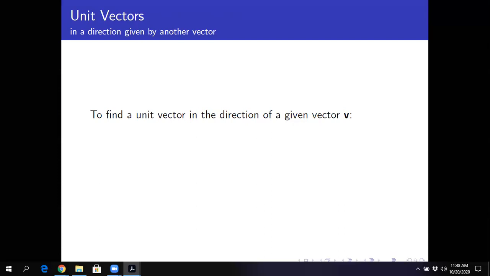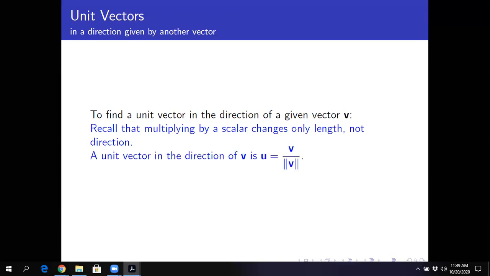Yes? Therefore, in general, I should multiply by 1 over the length of the vector, and that will give me a unit vector in the same direction. Multiplying by a scalar changes only the length, not the direction, unless the scalar is negative, in which case it flips it around. A unit vector in the direction of V is U equal to V divided by the length of V. That's the same thing as multiplying the vector V by 1 over the length of V.